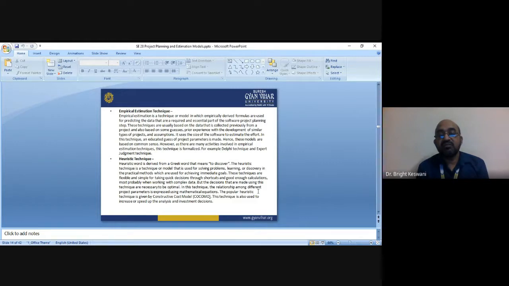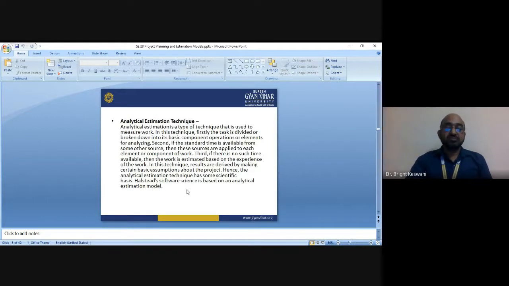In this technique, the relationship among different project parameters is expressed using mathematical equations. So heuristic techniques are based on mathematical equations, and the popular heuristic technique is given in the constructive cost estimation model. This technique is also used to speed up analysis and investment decisions. So empirical estimation technique is one part of cost estimation techniques. Second is heuristic technique. The third thing is analytical estimation technique.